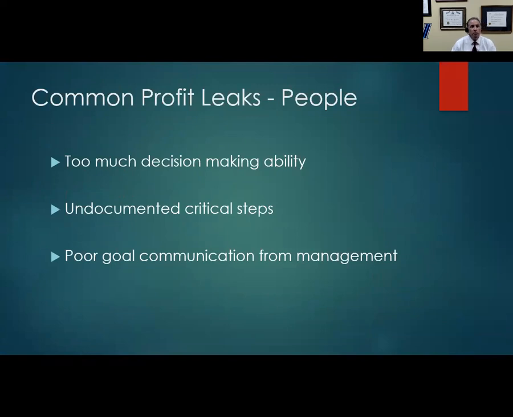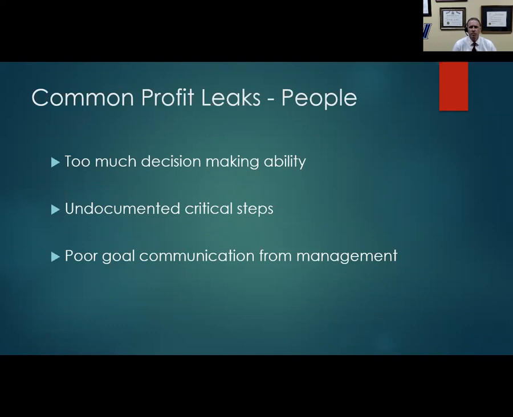Okay, so first, people. When people have the right tools to do their job well, then profit is maximized. But that's not always the case, and people aren't always reliable. We're not perfect beings here. So that being the case, there's usually opportunities to improve profits as a result. So I'm going to identify a couple of areas of profit leaks as it relates to people.